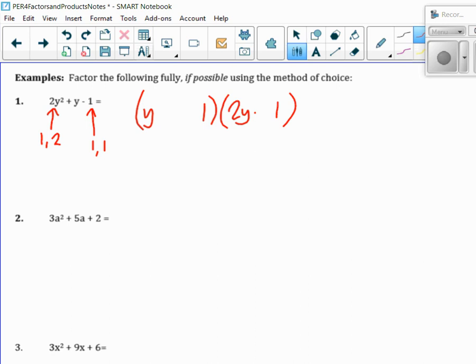Yeah, the second one would have to be negative for this to work. Does that make sense to you? So let's check. First, we get 2y squared. Outer, we get minus y. Inner, we get plus 2y. And last, we get minus 1. This combines to be plus y. We're good to go. You see how fast this can go?